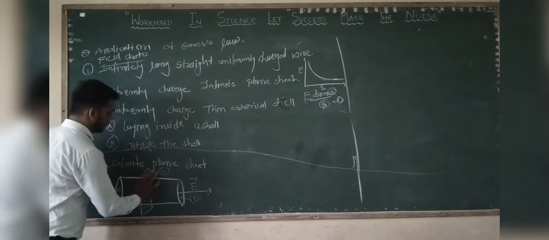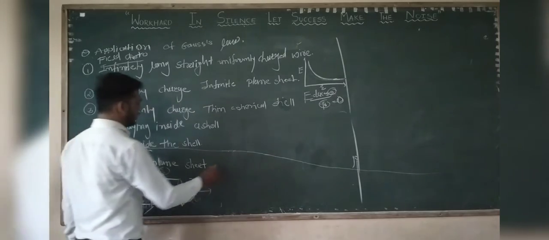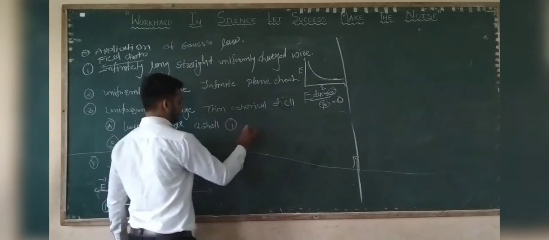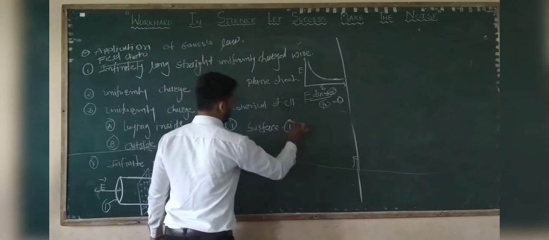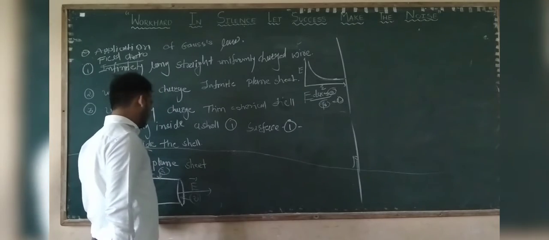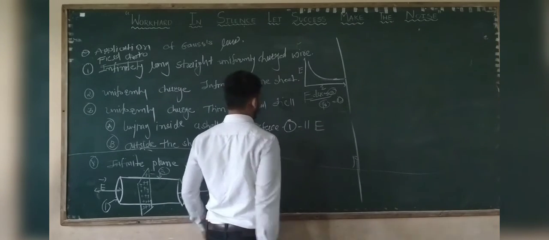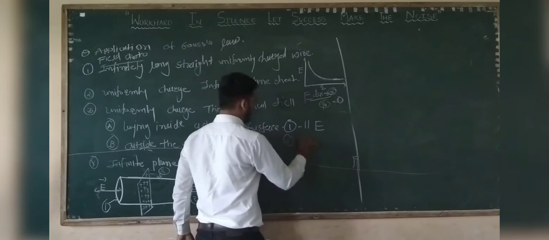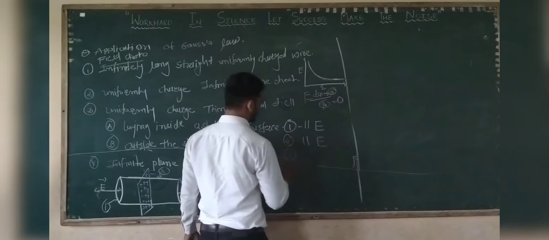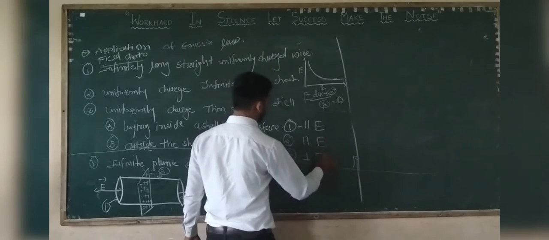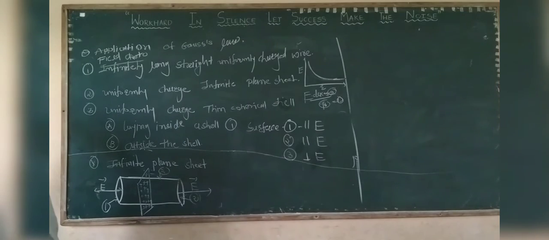Now surfaces 1 and 2 are parallel to the electric field. Surface 1 is parallel to the electric field, and the second is also parallel to the electric field. But the third one is not parallel; it is perpendicular to our electric field. So whenever we talk about the flux, flux phi is equal to what?